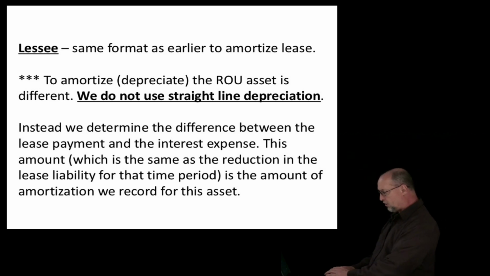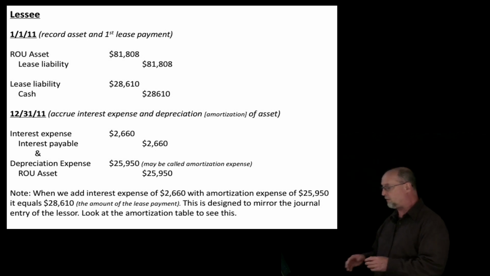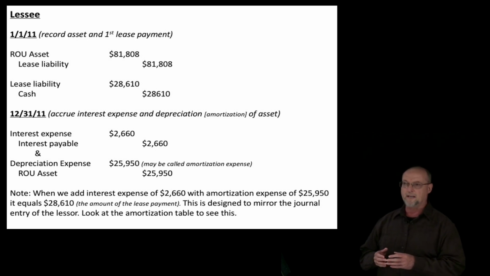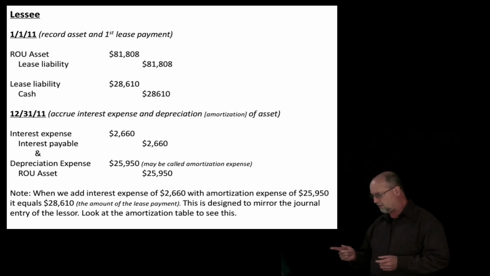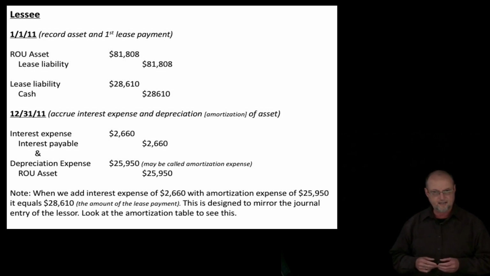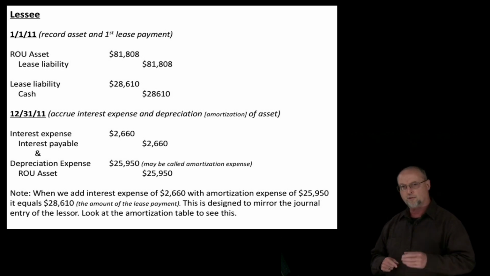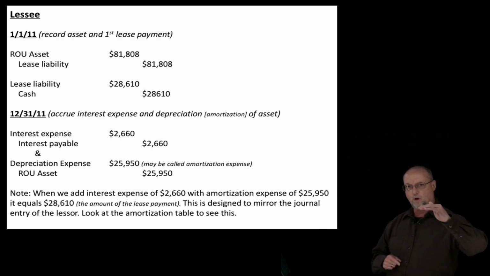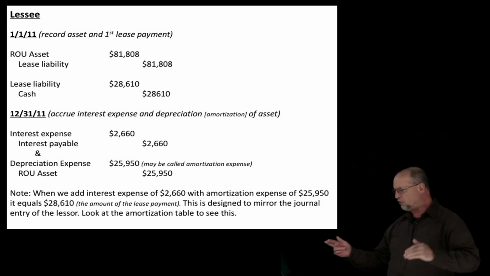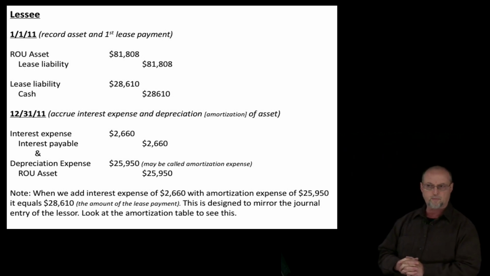So I'm going to jump to the slides for a moment. Okay, so you can see them. Here are the first 2 journal entries on day 1 of the lease. There they are. Okay, and then at the end of year 1, we're going to accrue interest of $2,660. And again, we calculated that a moment ago. Go back to the amortization table and multiply the balance at the end of year 1 times the interest rate, and you should be able to reconstruct the $2,660. So we debit interest expense, we credit interest payable.